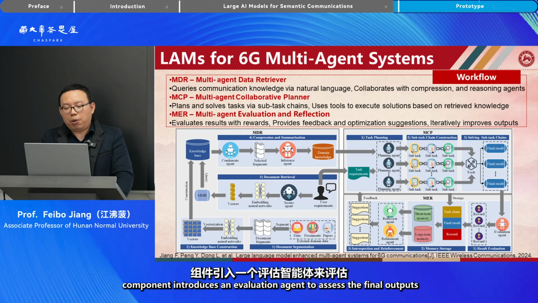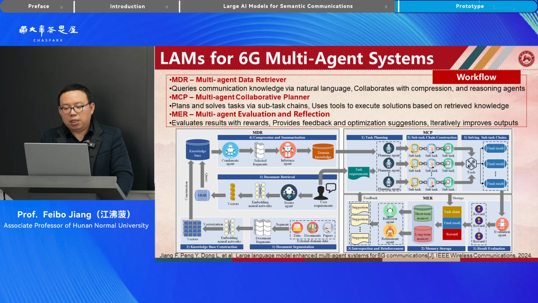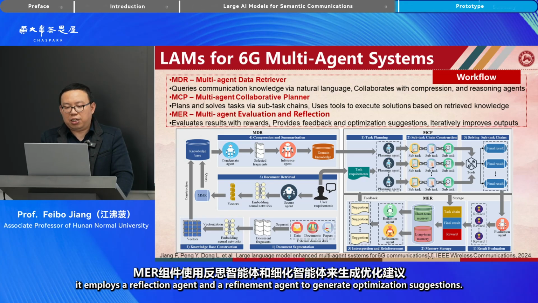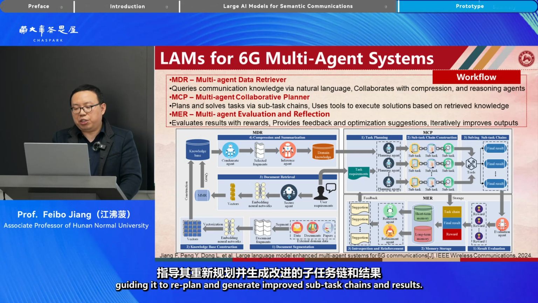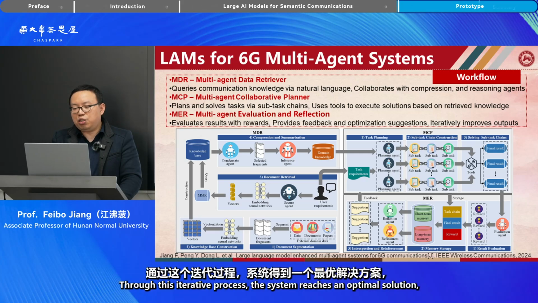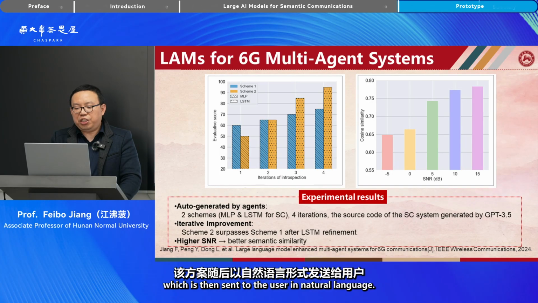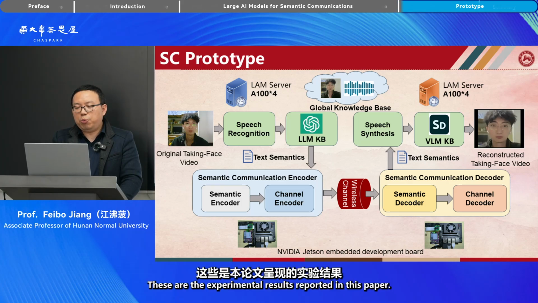Subsequently, the MER component introduces an evaluation agent to assess the final outputs of each subtask chain and assign rewards. In addition, it employs a reflection agent and a refinement agent to generate optimization suggestions. Finally, these suggestions are sent back to the MCP component, guiding it to replan and generate improved subtask chains and results. Through this iterative process, the system reaches an optimal solution, which is then sent to the user in natural language. These are the experimental results reported in this paper.